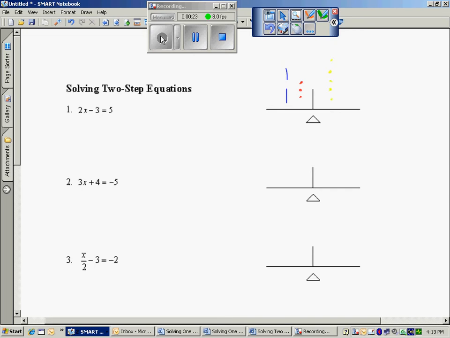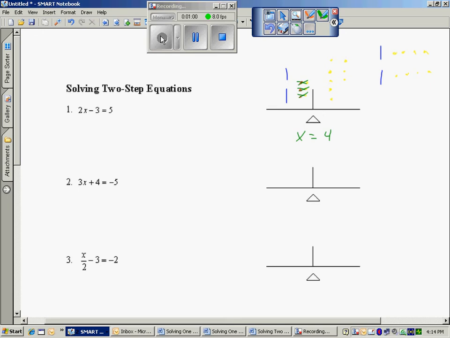To eliminate the 3 red, I'm going to put 3 yellow, keeping my balance. I must put the 3 yellow on the right as well. From my inverse property, those cancel and equal 0. I have 8 yellow to spread out over 2x. So my goal is to find out what each single x represents. So if I have 2 x's and I have 8 yellow, I know that each x is going to be equal to 4. So x is equal to 4.